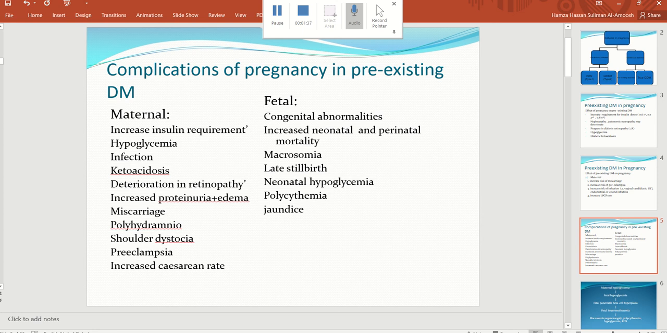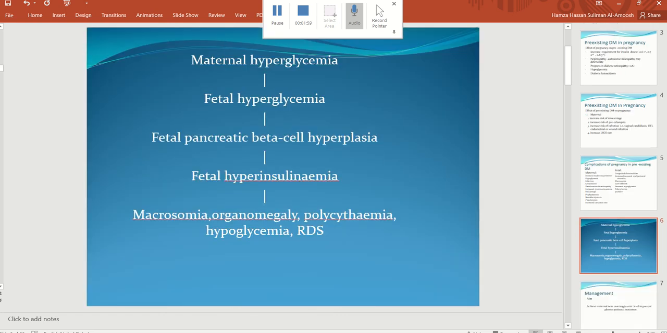On the fetus, it increases the incidence of congenital abnormality, increased neonatal and perinatal mortality, macrosomia, intrauterine death, hypoglycemia, polycythemia, and jaundice. And that's why it's important to know how to deal with pregnancy to reduce all these effects. Now, how do these effects happen with the diabetes?